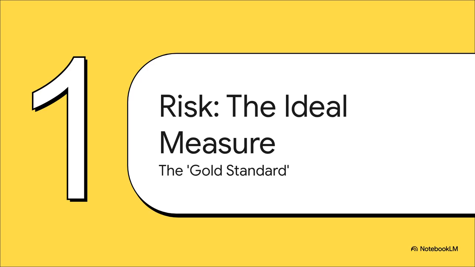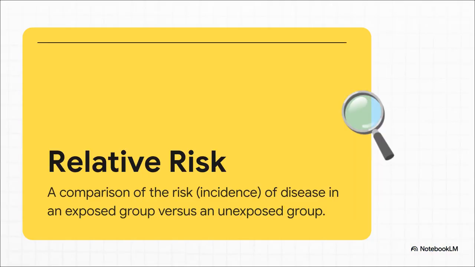So, before we can jump into the odds ratio, which, spoiler alert, is a really clever workaround, we first have to understand the most direct, most intuitive way to measure these things. And that, my friends, is the gold standard. It's called relative risk. Relative risk is pretty much exactly what it sounds like. It's just a simple, straightforward comparison. You take the risk of getting a disease in one group, say people who are exposed to something, and you just divide it by the risk of getting that same disease in a group of people who are not exposed. That's it, a direct ratio of two risks.